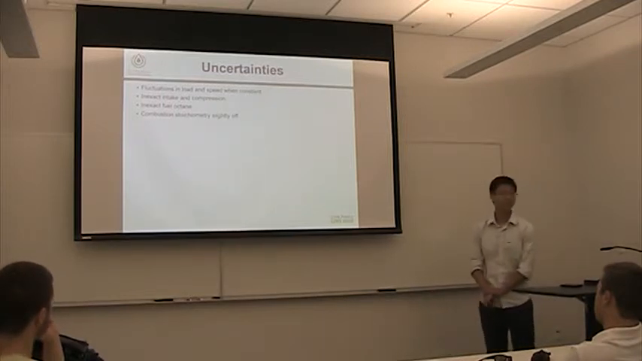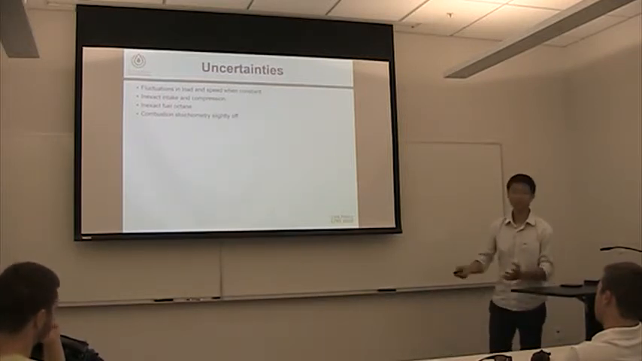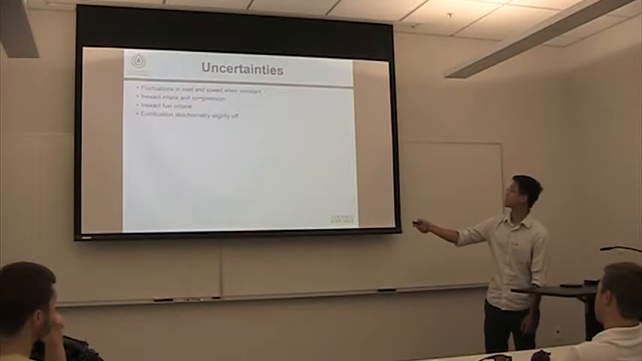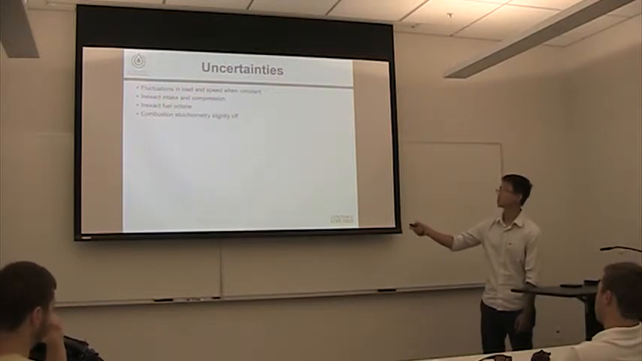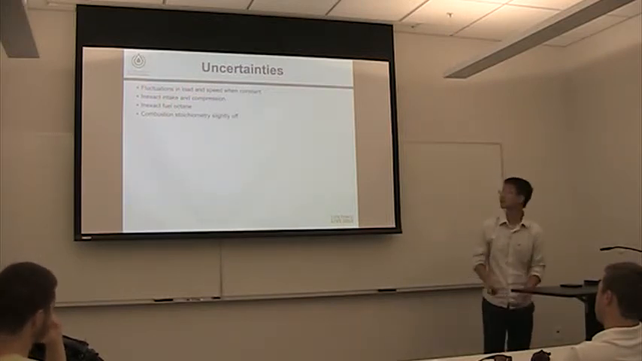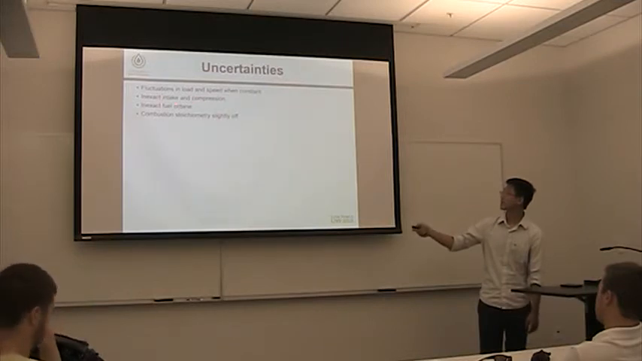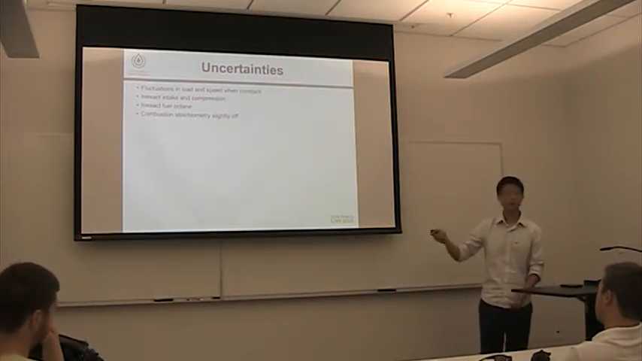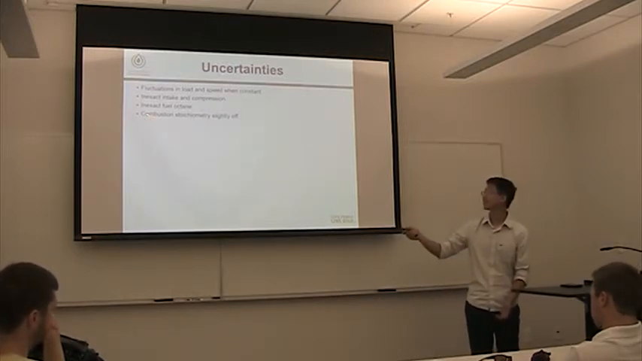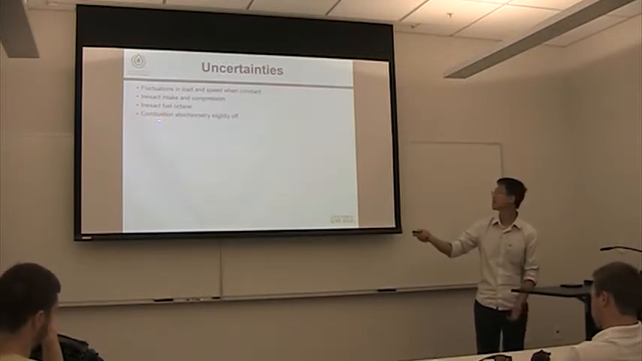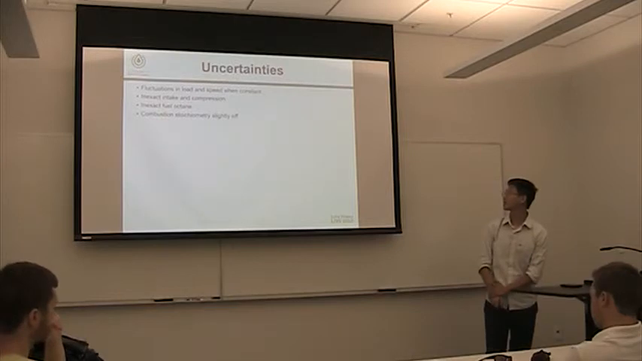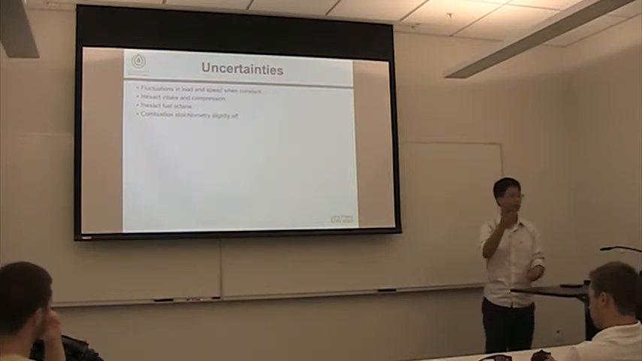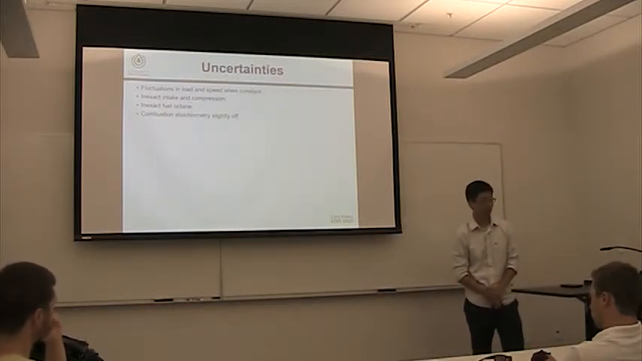So some uncertainties that you can expect from this experiment. I expect that there will be some fluctuation in the load and speed when they're supposed to be constant. I expect that the intake and the compression are not going to be the same every time. And the fuel octane is not going to be exactly what the octane is supposed to be. And lastly, I expect that the combustion stoichiometry is going to be slightly off just because the intake is going to be slightly different. That's all for me.